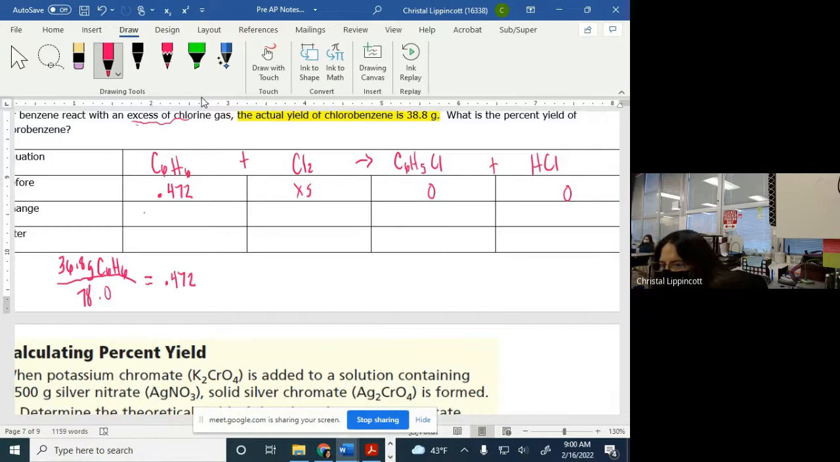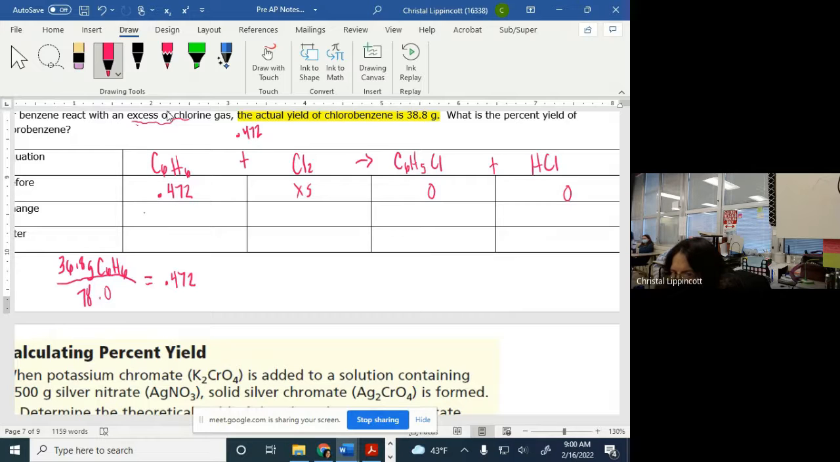All right, now we're going to take this and we're going to go up through the cloud and we're going to divide by our coefficient. So this is pretty easy. So we're just taking this and we're dividing by 1.